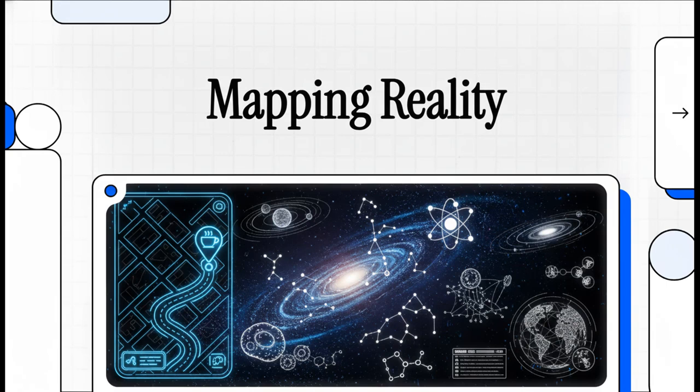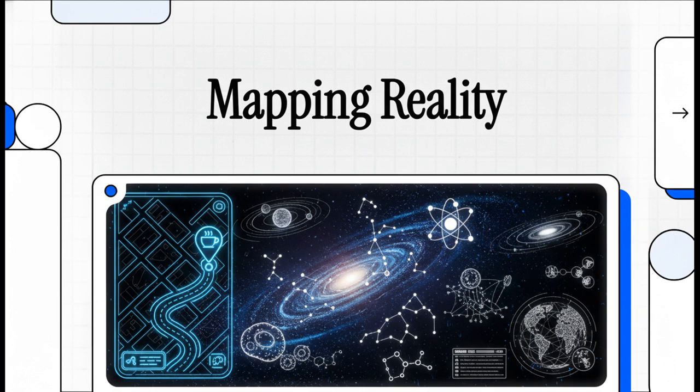All right, let's just jump right in. Mapping reality from objects to emergence. It's actually pretty wild to think about, but ancient humans were mapping the stars long before they ever fully mapped their own continents. Our drive to chart the unknown is literally hardwired into us.